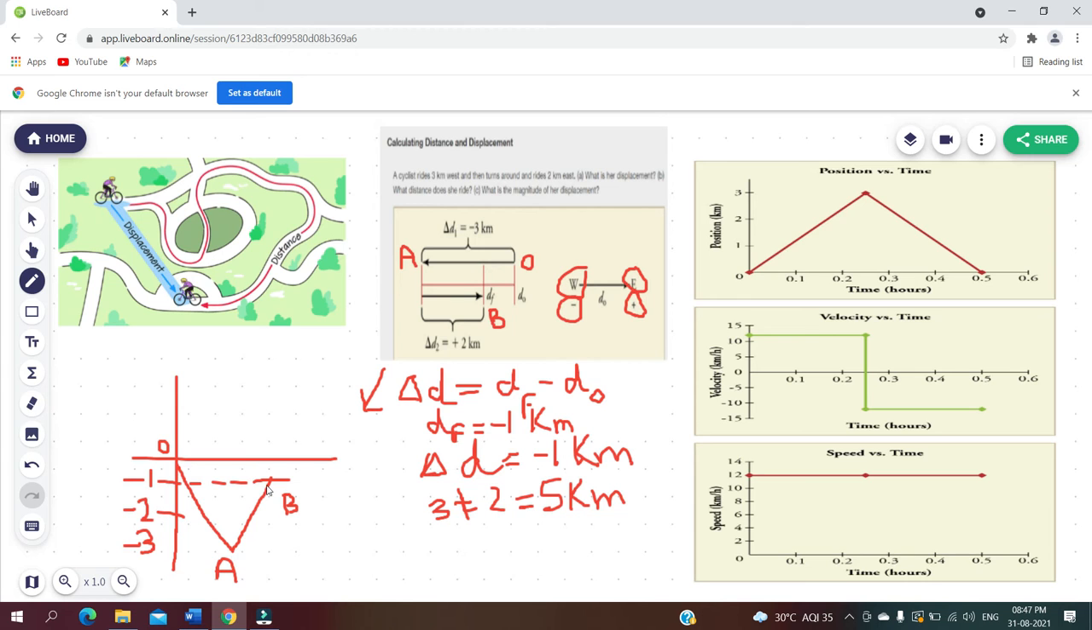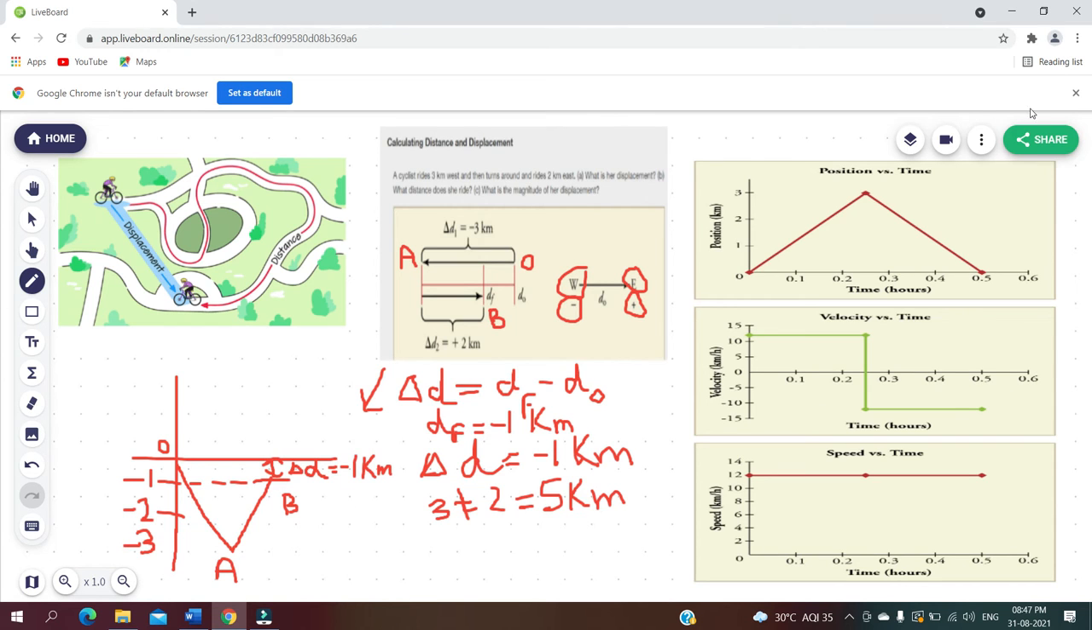From A to B, delta D2 is the difference between the final position and initial position. Final position is minus 1, initial is minus 3. So minus 1 minus of minus 3 will become equal to 2 kilometers. So delta D2 will be 2 kilometers, and what will be equal to delta D? This will be equal to the difference between the final position and the initial position, and that is equal to minus 1 kilometer. So I can see that net displacement is negative.